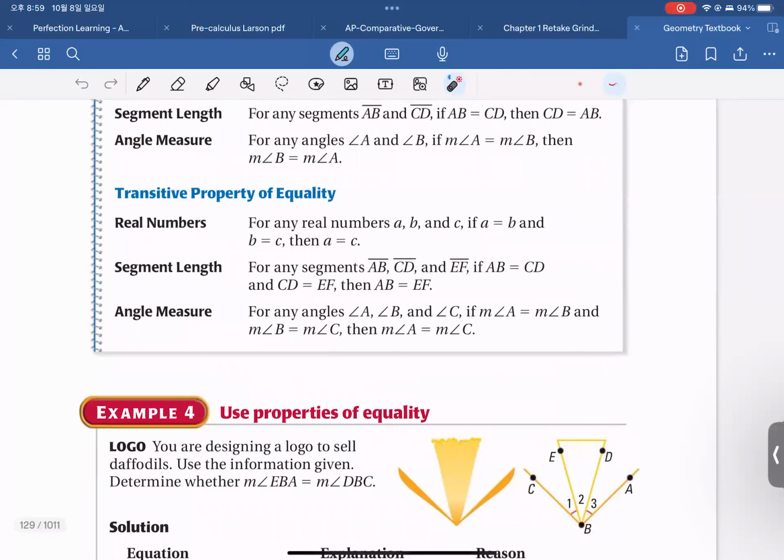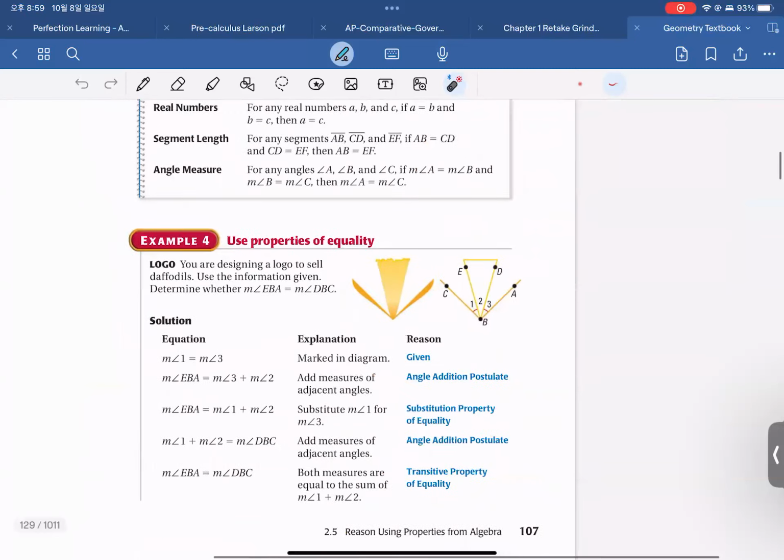Transitive, you can think of it like a link. So you're linking two different things. Something like A is equal to B, and let's say B is equal to C, then we can make the link because B is equal to A, so A equals C. And that's basically the transitive property of equality at its core.